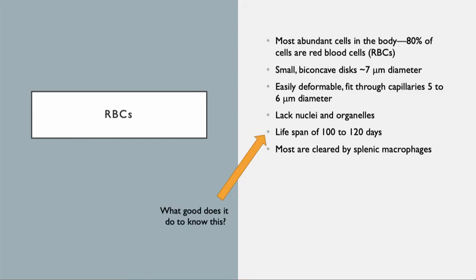So the RBCs are the most abundant cells in the body. 80% of the cells are red blood cells. They are small biconcave discs. Remember, they live for about 120 days.